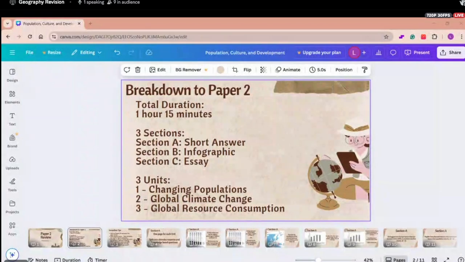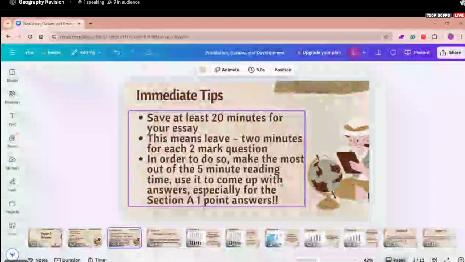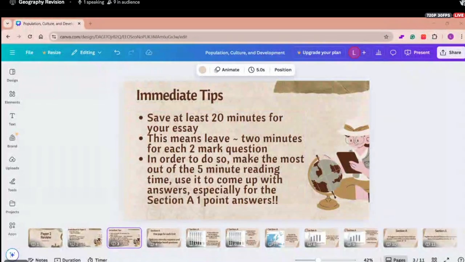The trick is to understand how long each thing takes. So, of course, the tip was save at least 20 minutes for your essay. And how can you save 20 minutes for your essay? You have to leave 2 minutes for each 2 mark question, or maybe like a minute per mark.